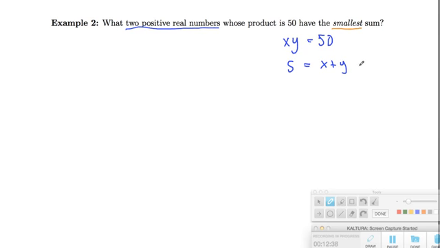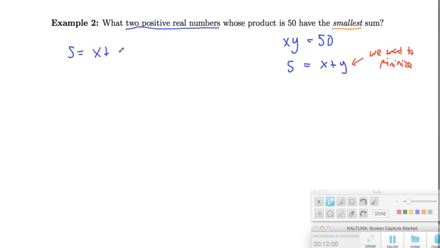So notice that this is the function we want to minimize. It's not the x times y. We already know that that's 50. That's the constraint, but we want to minimize the sum. That's what we're asked to do. So s is the function that we're going to be taking the derivative of.